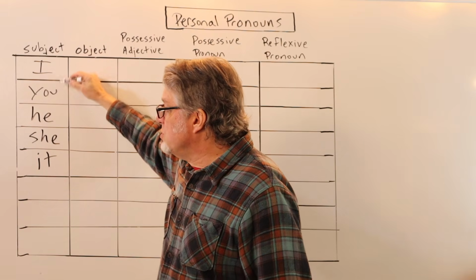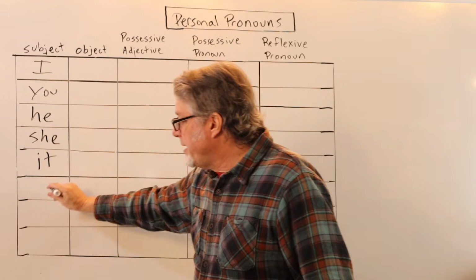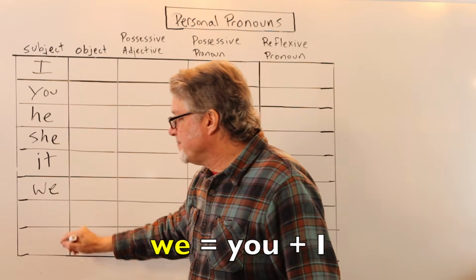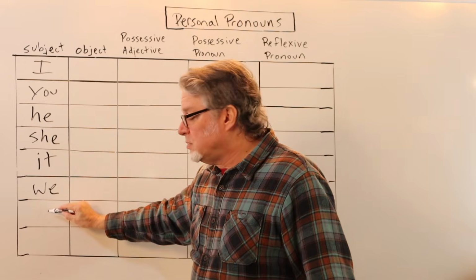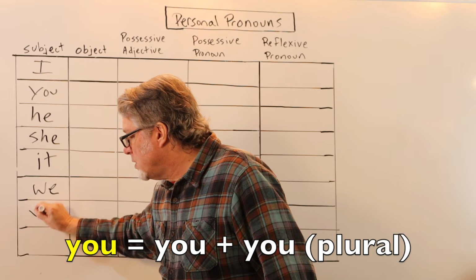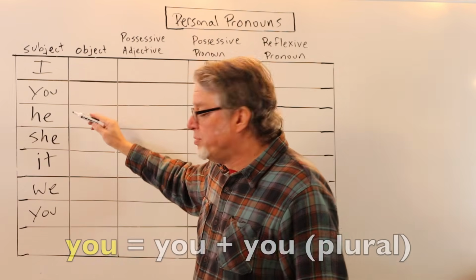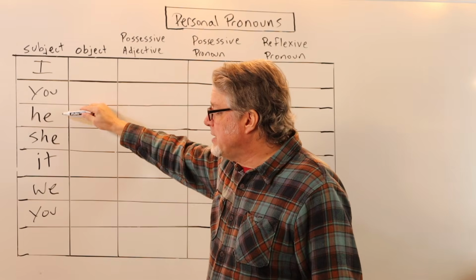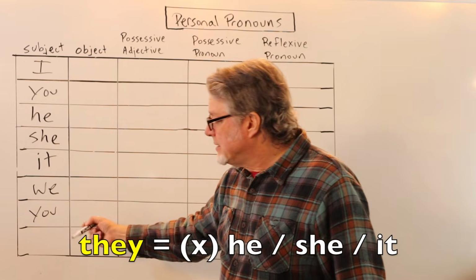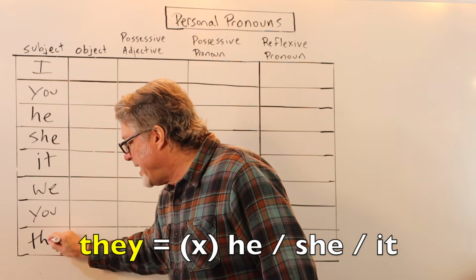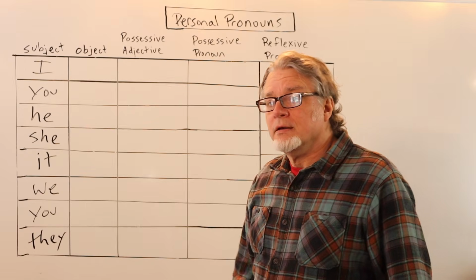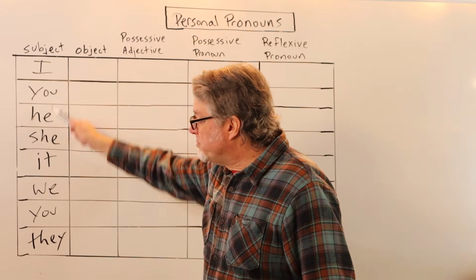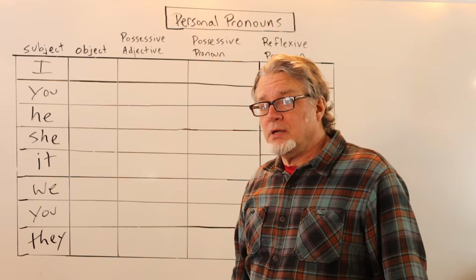When I and you are combined, they form we. When you is plural, it remains you. And the plural form for he, she, or it is they. These are all subject pronouns.